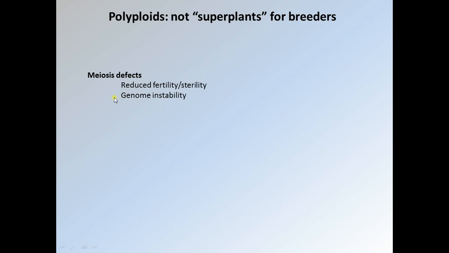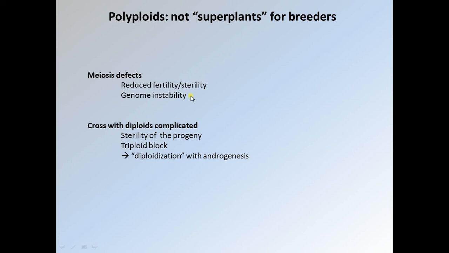The other point is when you want to have pure lines, genomic instability is a bad thing for you. And then another point is when you want to create hybrids, crossing those polyploids with diploids is quite complicated. First of all, because you're going to get sterility of the progeny. Let's say if you cross a tetraploid with a diploid, you get a triploid, and a triploid is usually sterile. Another point we won't talk much about is called the triploid block, which is if you try to cross a diploid species with a tetraploid one, the seed of those actually won't even make it for some physiological reason.